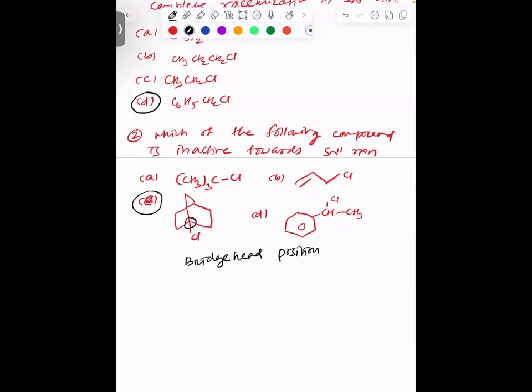Note this down. The bridgehead position is where three carbons meet in a ring. So right at the bridgehead position, neither the substitution nor the elimination reaction can take place.